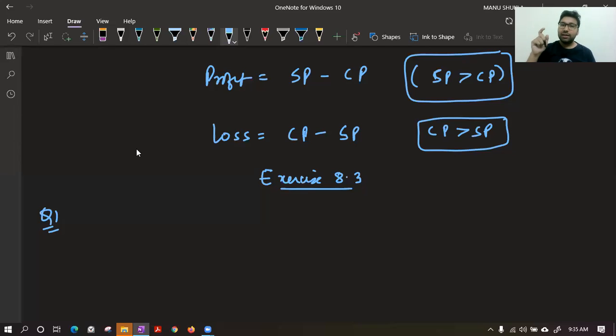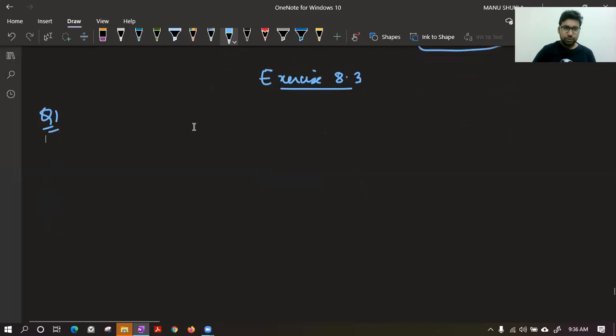So if you understand, they're asking profit or loss, no percentage they are saying. If the percentage word is not written over there, you have to understand it is the profit or loss value. Now, also find percentage profit and percentage loss. So first you need to find the values and then you have to find the percentages. So let us see some examples.